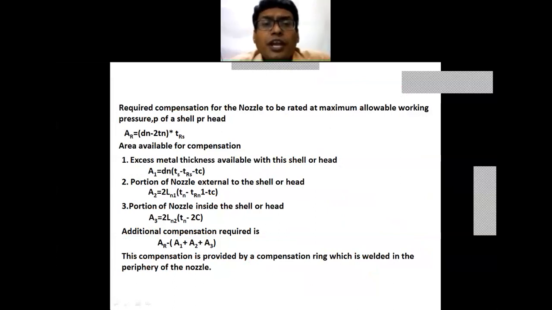Now the required compensation for the nozzle to be rated at the maximum allowable working pressure P of a shell or pressure head, that is the AR, which is equal to dn, the diameter of the nozzle, minus 2 times the thickness of a nozzle. This is the actual area that is required.